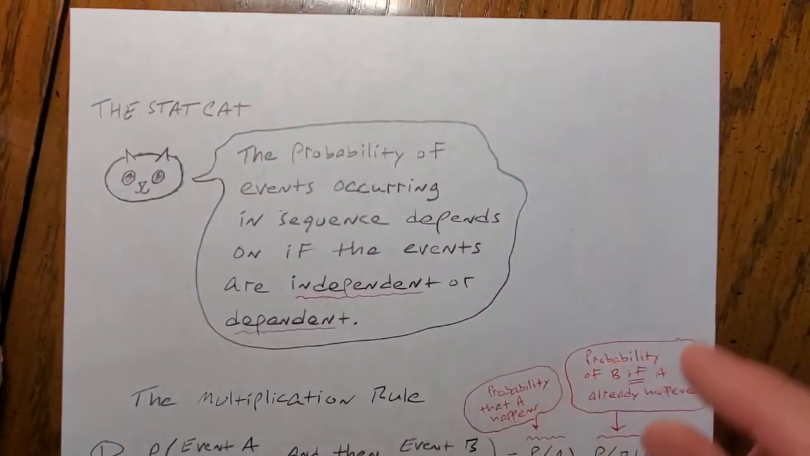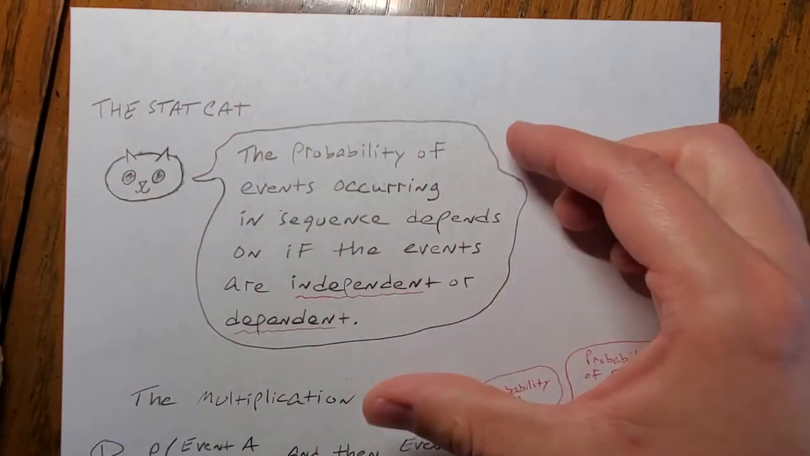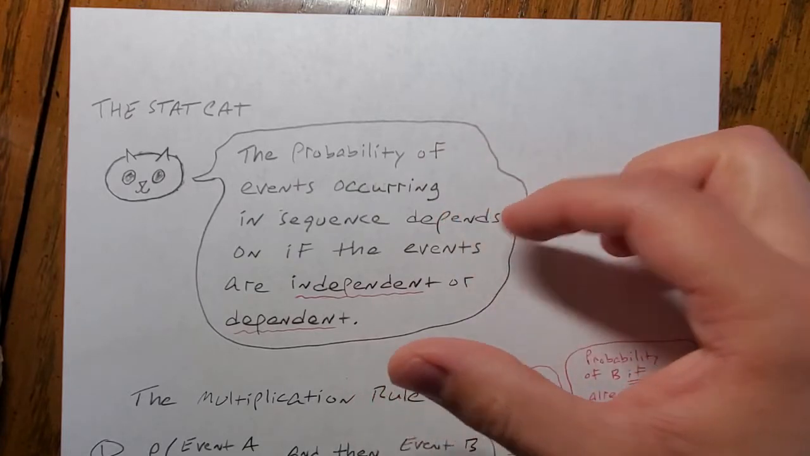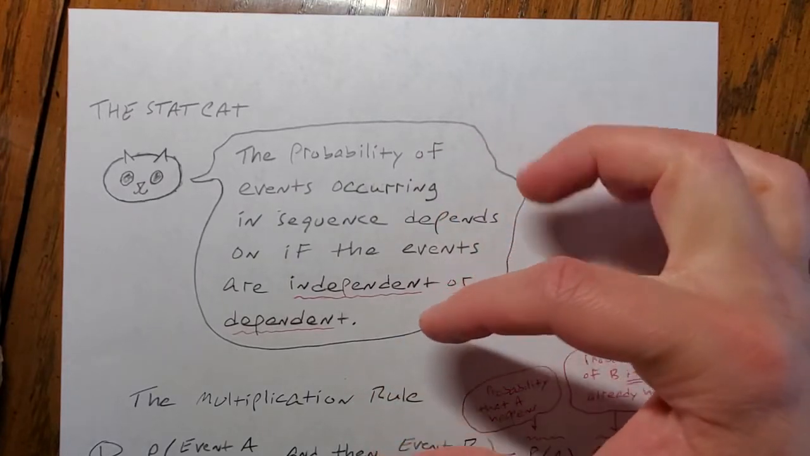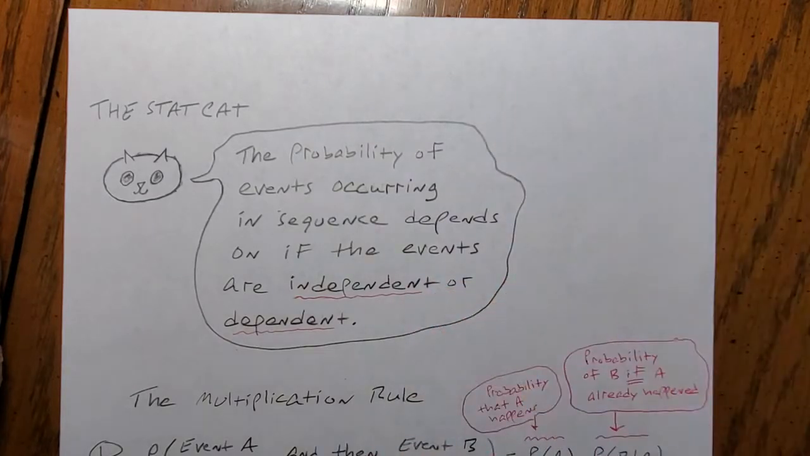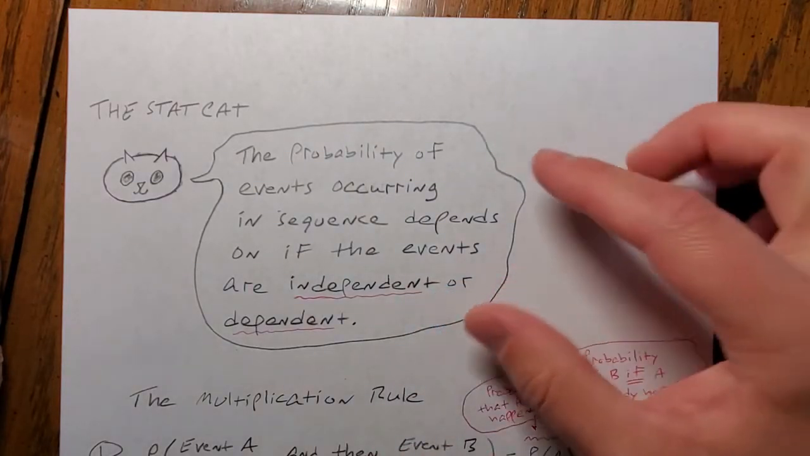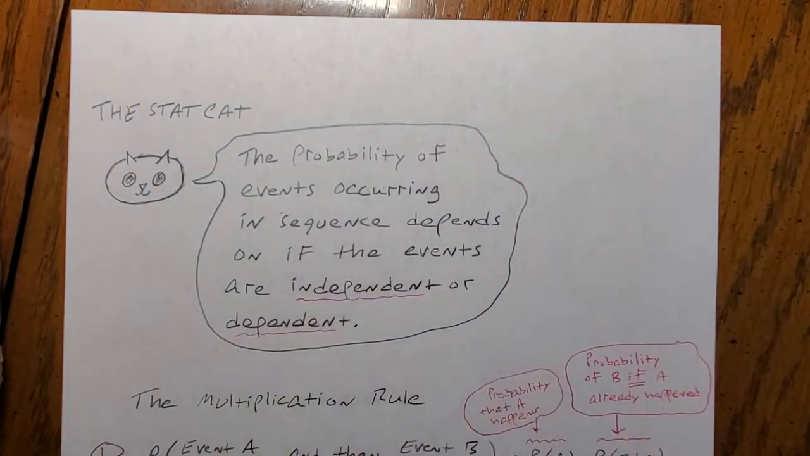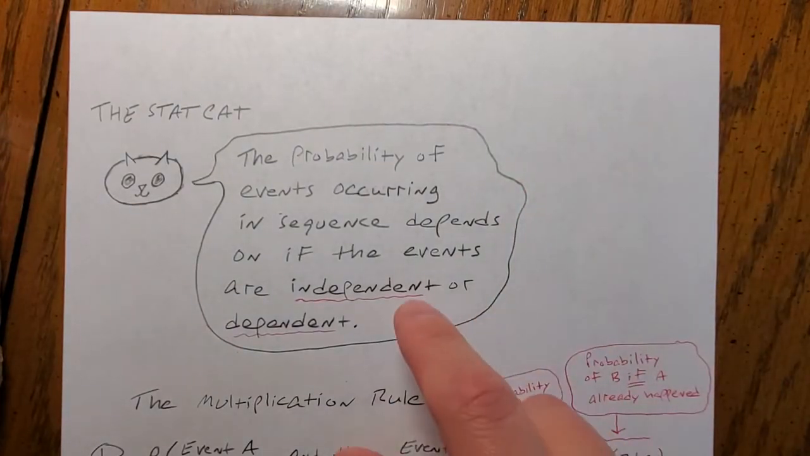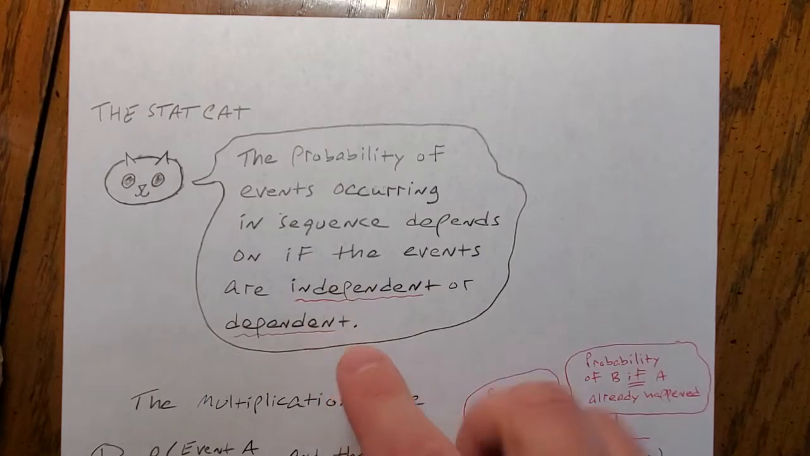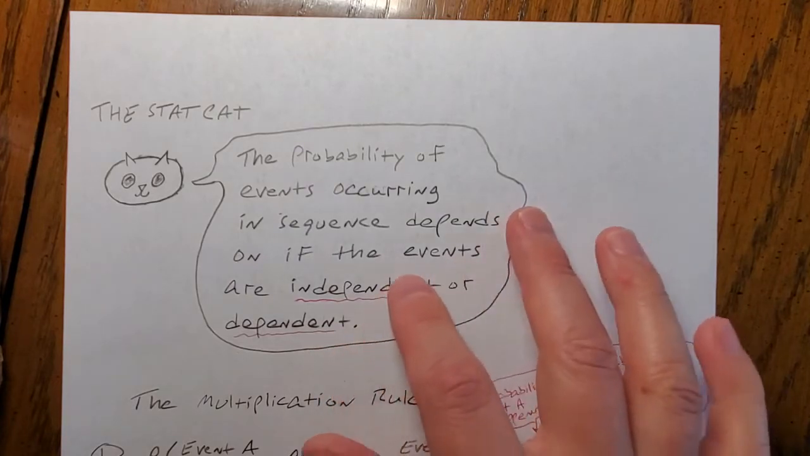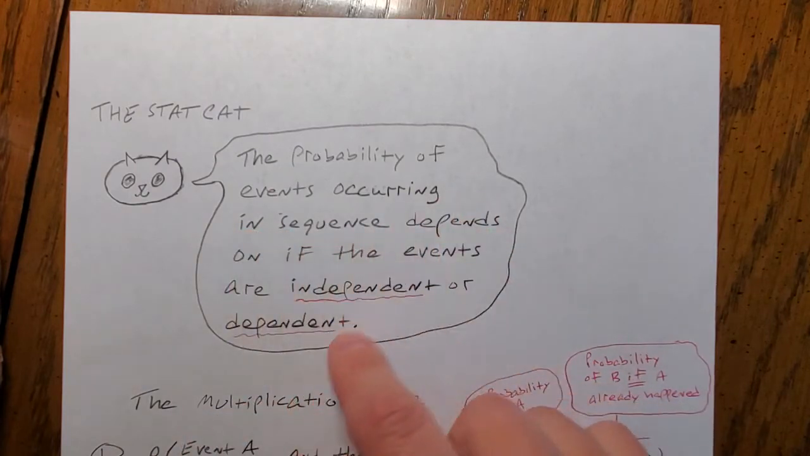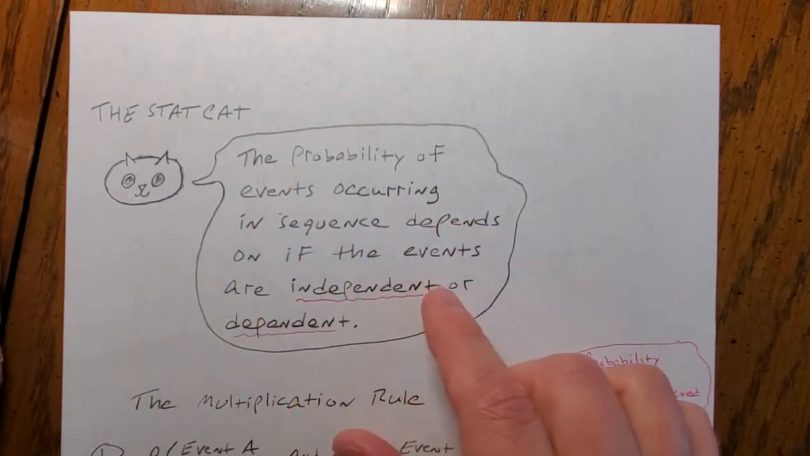Okay, so, StatCat has something to say here. The probability of events occurring in sequence depends on if the events are independent or dependent. Now, remember I said that this video would flow from the last one, and the last one was about independent and dependent events. And it turns out the way you do the calculations on a sequence of events depends on what kind of events they are, independent or dependent.